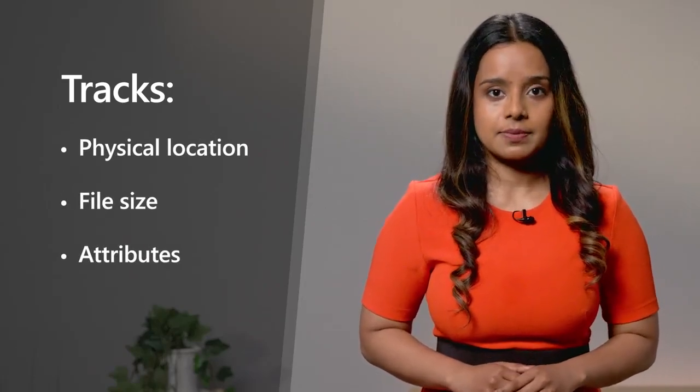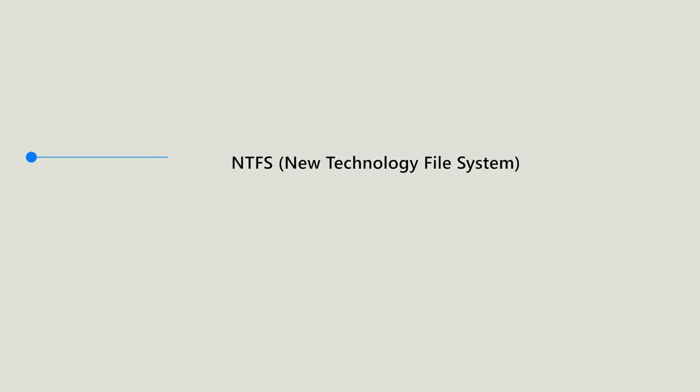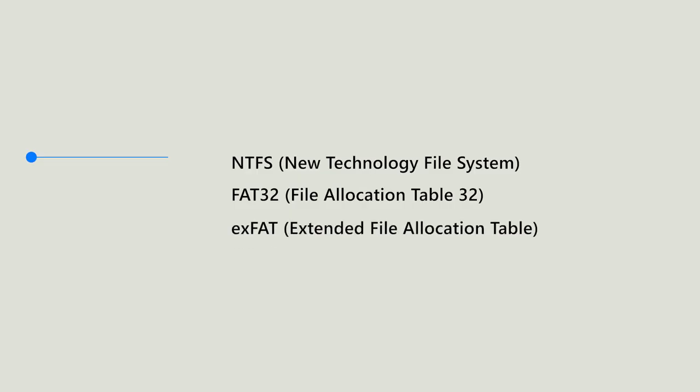The file system keeps track of all the files on the disk, including their physical location on the drive, their size, and their attributes like permissions and timestamps. Common file systems include NTFS or New Technology File System, FAT32 or File Allocation Table 32, and exFAT or Extended File Allocation Table. Selecting the right file system is a critical decision that affects data security, system performance, and compatibility. Each has its unique characteristics, advantages, and limitations. Let's explore each in more detail.